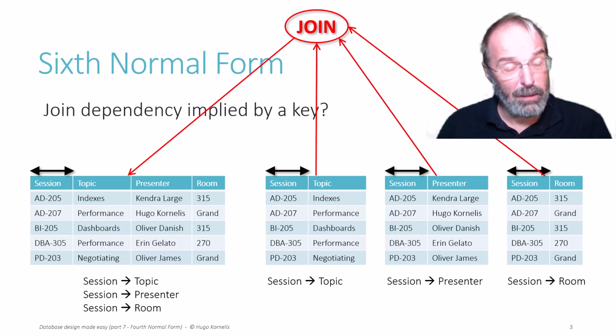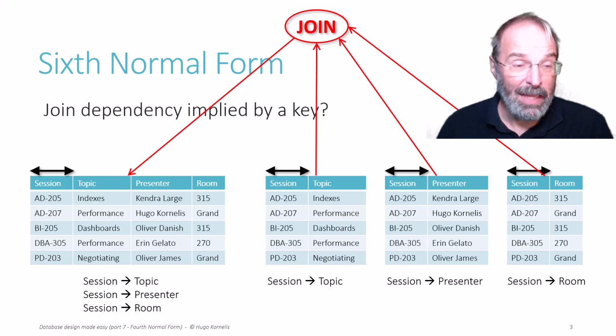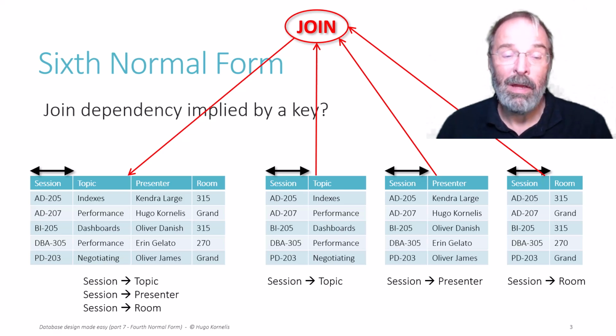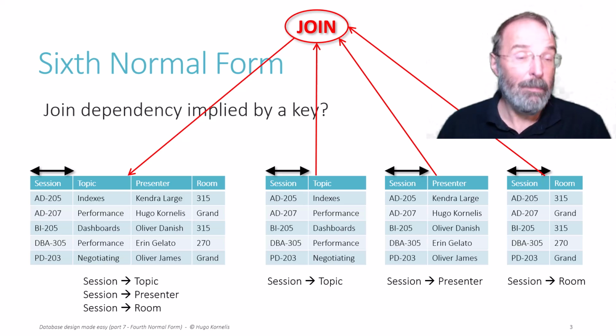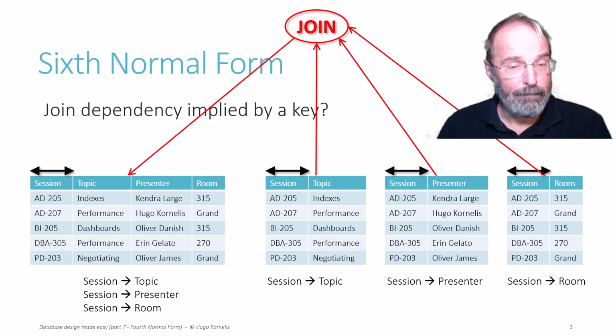So basically those functional dependencies, and hence the key on the session column, imply that we can make this split and not lose information when we join everything back together. So this join dependency was implied by a key. And in 5th normal form, that means the table on the left is okay.